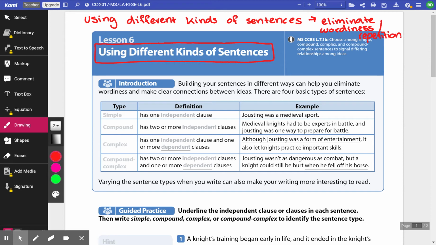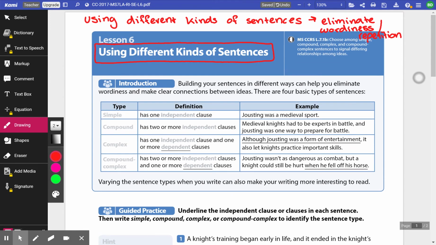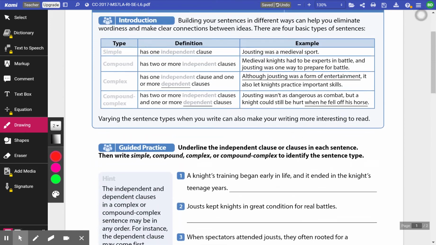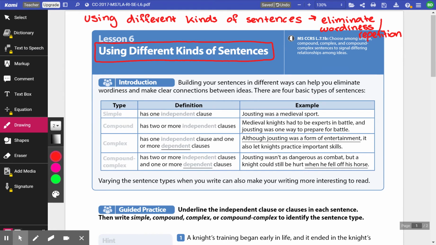Okay, so today we're going to be doing our introduction. We're going to look at this chart that it gives us and talk about a few things. Tomorrow we will do the guided practice, and then the next day we'll do the independent practice. So we're going to break this lesson down over 3 separate days. So the intro says building your sentences in different ways can help you eliminate wordiness and make clear connections between ideas.